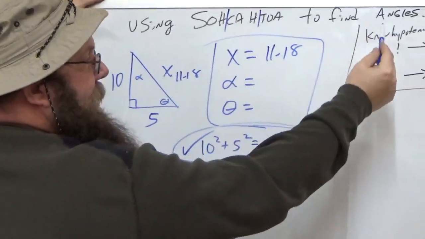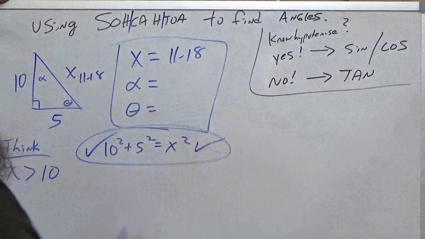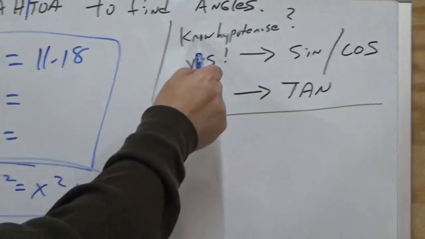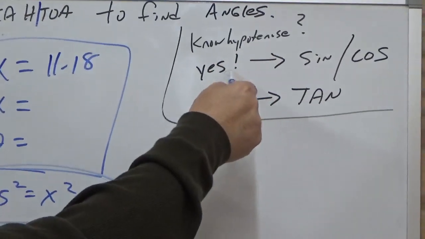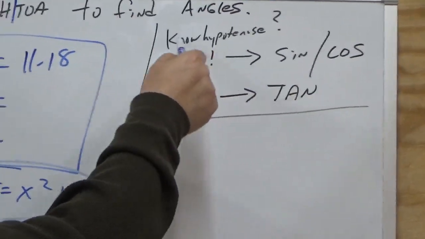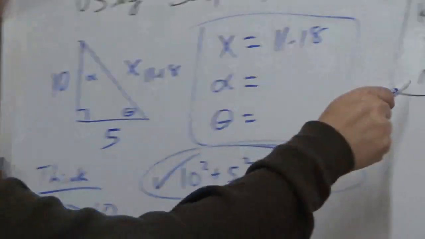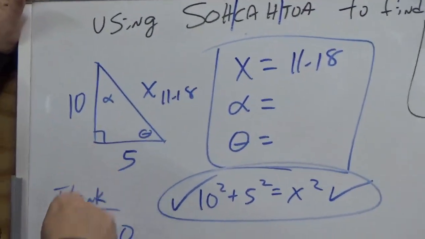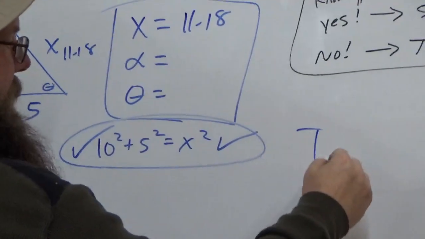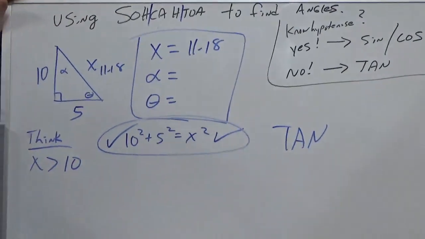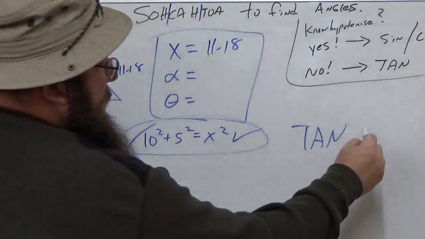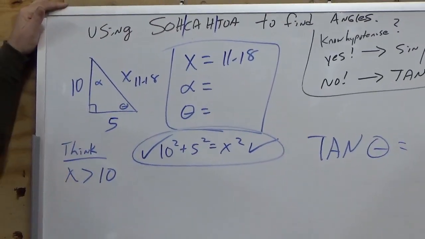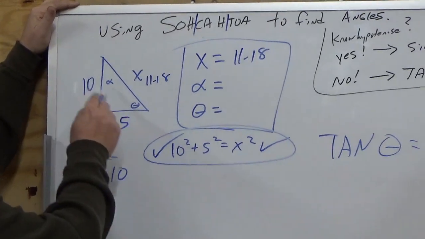So let's go to this other box that I left up there from the last problem. If you know the hypotenuse, and do you know the hypotenuse? Question mark. Yes. Use sine or cosine. We didn't know the hypotenuse, so we got to use tangent. We found the hypotenuse, but we don't want to use it. Let's use tangent. So we're going to go tan. Let's find theta first. Does it matter? No. If you want to find alpha first, go ahead. You can pick whichever one you want.